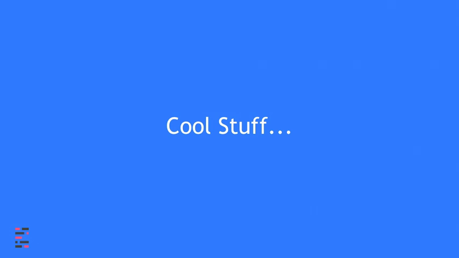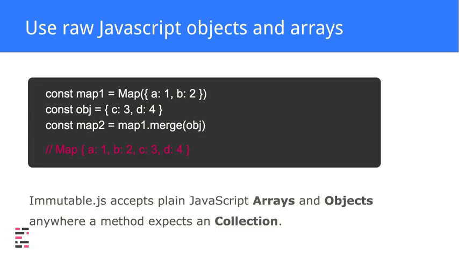So, some cool stuff about Immutable.js. Firstly, again, they try to lower the bar as much as possible for us to understand. So you can use raw JavaScript objects and arrays anywhere that a method expects a collection.